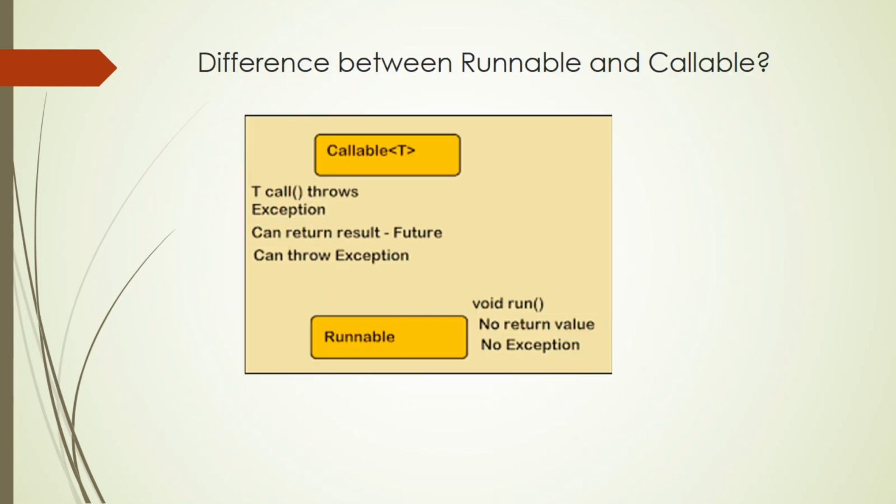Next important question is, what is the difference between Runnable and Callable? Both are used to create threads, but there is a minor difference between the two. Runnable does not return anything. It has a void method, no return value, no exception. But Callable returns a Future object and it can throw an exception. If you think your program, after completing, may throw some exception, or if you want to throw a custom exception, then you should go for Callable, otherwise use Runnable.